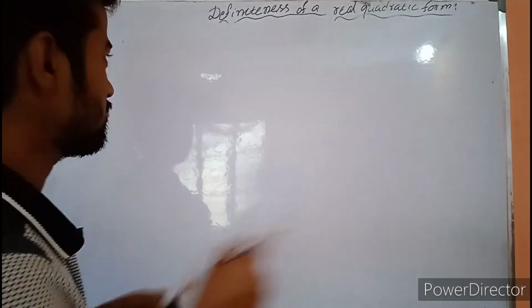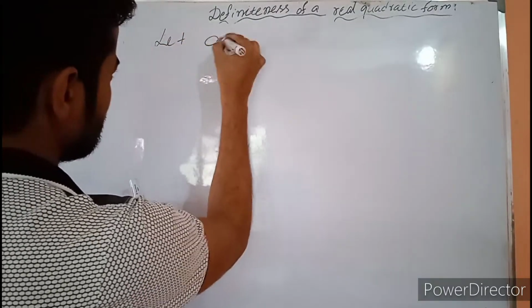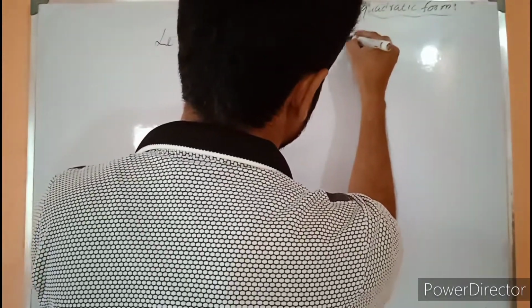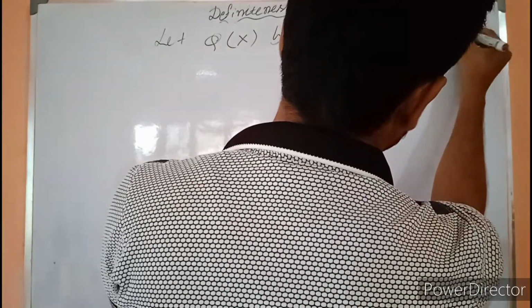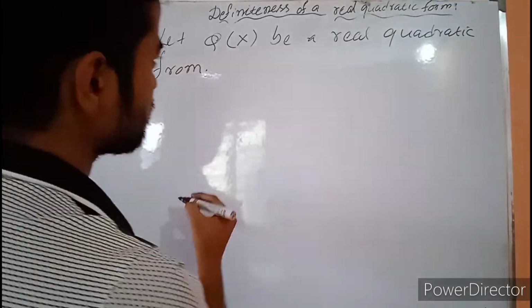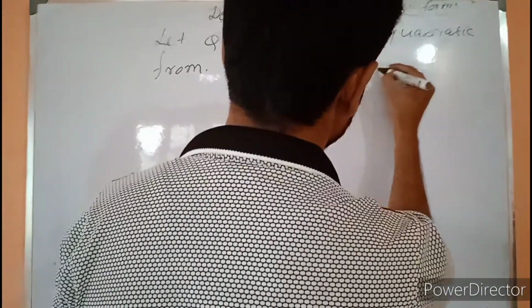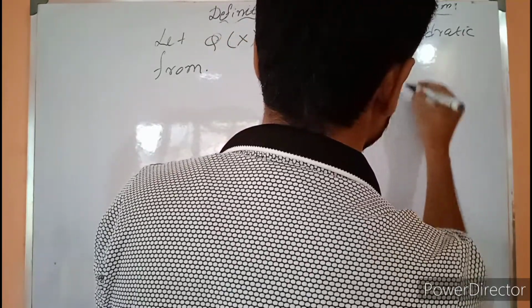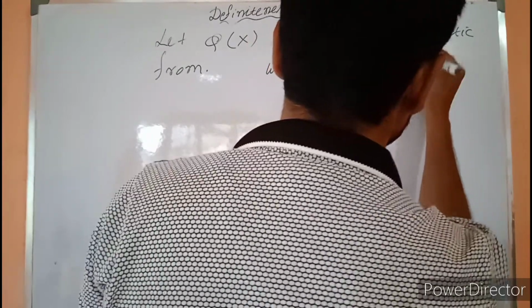Let me write down the points. Let Q(x) be a real quadratic form, where x equals (x1, x2, ..., xn).